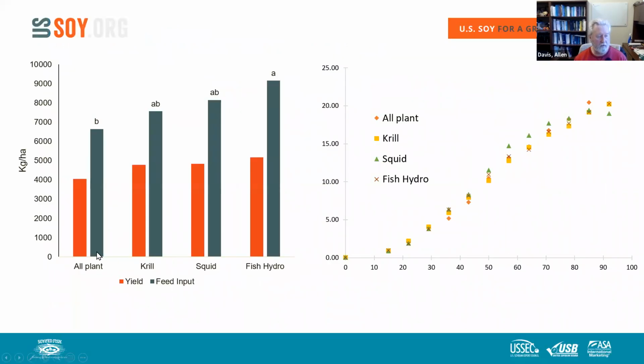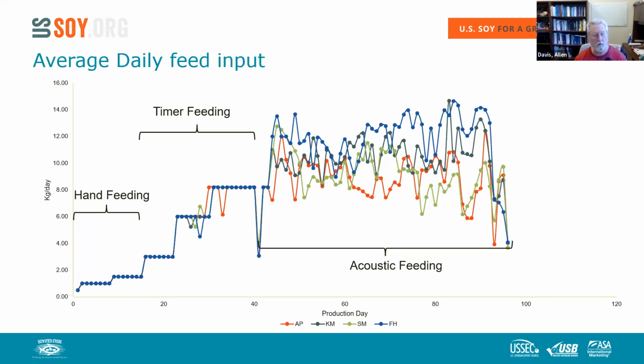Just to show you graphically in terms of yields, and again, there's no statistical difference in weights or yields, but we did have higher yields in the krill, the squid, and the fish hydrolysate. And you can see that we did put in higher levels of feed into those. You can see our growth rates here on the right-hand side. This is not the best growth or the best feed conversions that we've had. Personally, I think our genetics are not where they need to be because we did not see good growth across numerous systems. So I think this is more genetics than water quality.